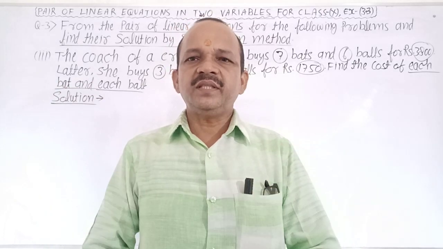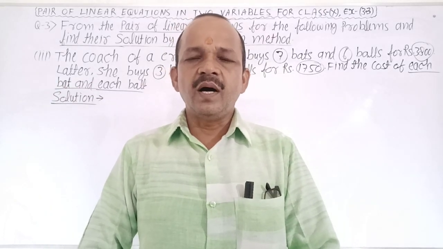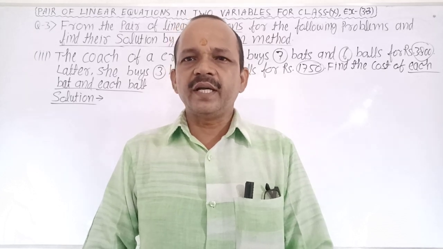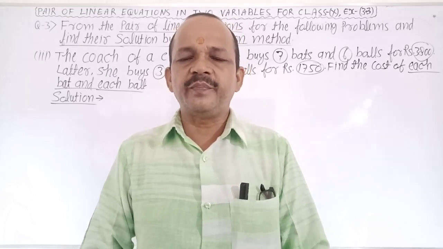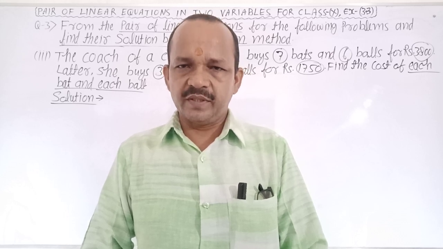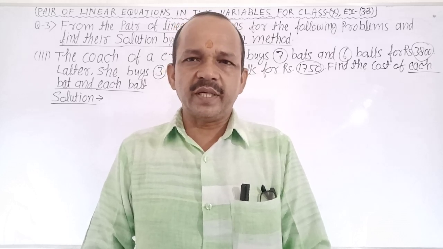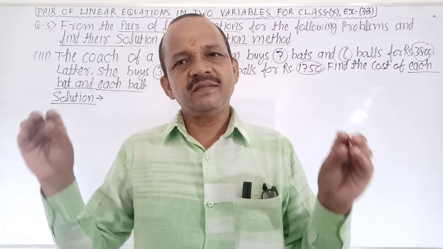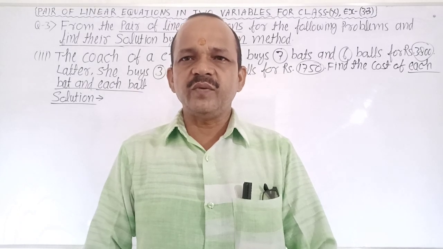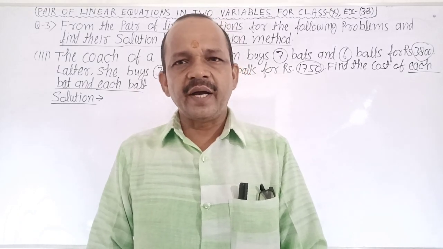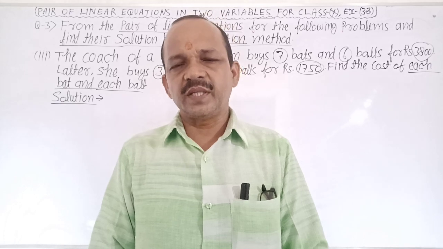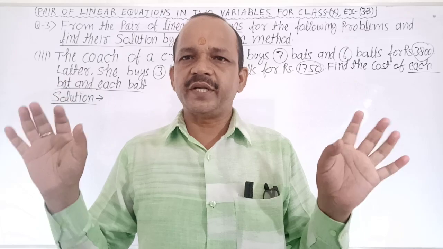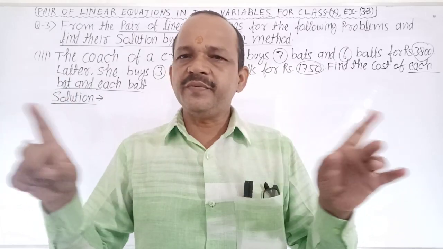Very good. Firstly I want to describe the form of a pair of linear equations in two variables, because you can ask me what is the form of a pair of linear equations in two variables. It is new for you, so you can ask questions very easily. The form is a1x plus b1y plus c1 equal to 0 and a2x plus b2y plus c2 equal to 0. It is the form of a pair of linear equations in two variables.